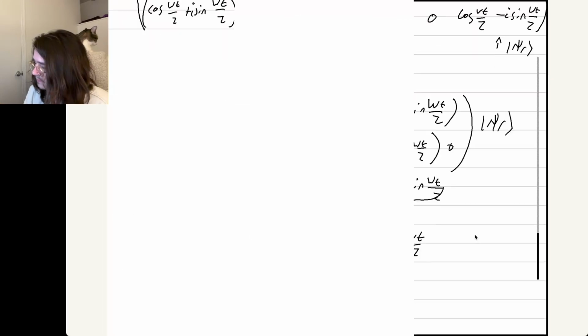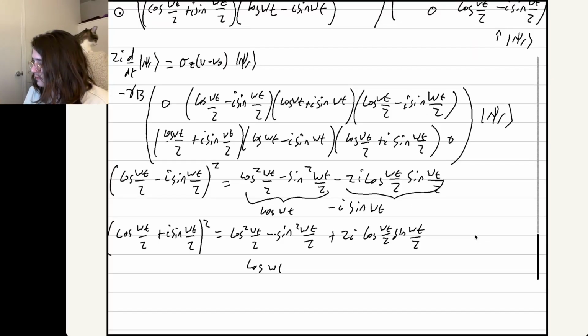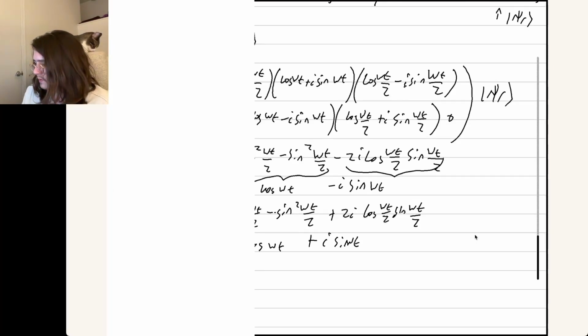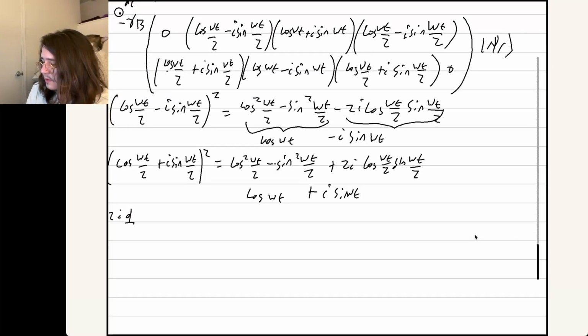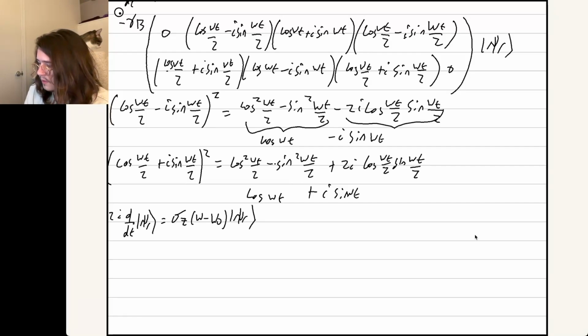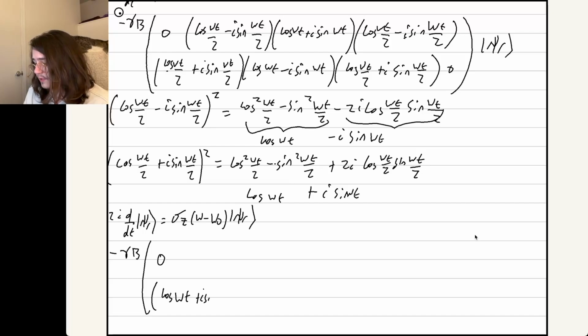And we're going to use the same trig identities. This is going to be cosine omega t, and this is going to be plus i sine omega t. Cool. So we effectively simplified our little matrix here as being minus gamma b, 0, and then on this off diagonal we have cosine omega t plus i sine omega t times cosine omega t minus i sine omega t, and then the same thing down there.